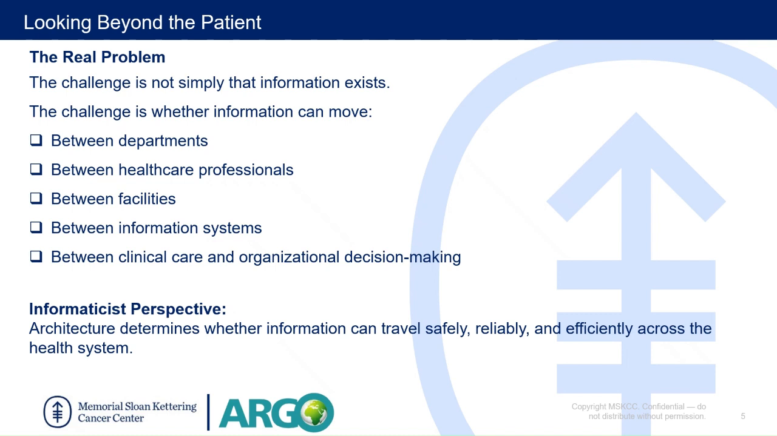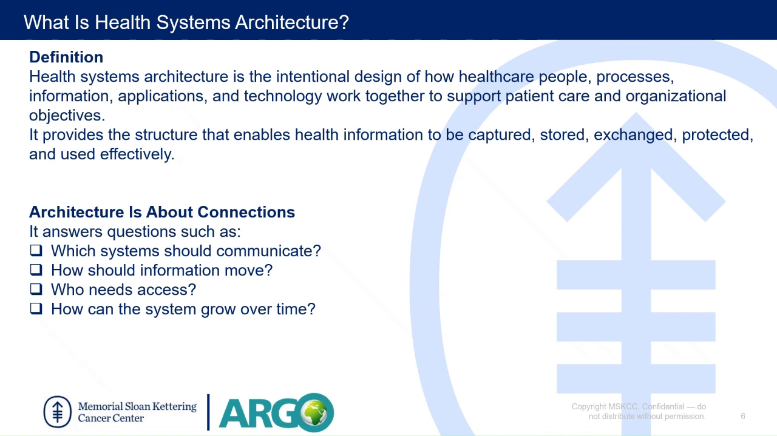Now, this course shifts our perspective completely from individual patient records to organizational information flow. By the end of this course, you will learn to see healthcare as a connected ecosystem in which every information handoff influences patient outcome, operational efficiency, research, and in fact, public health. Now, the question is, what is health systems architecture?